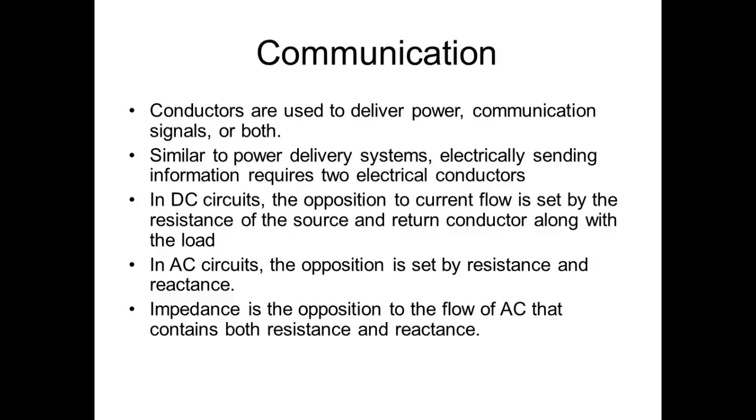In a DC circuit, the opposition to the current flow is set by the resistance of the source and the return conductor. In AC, which is what signals are, right? You understand that? Then it's set by the resistance and the reactance, or the impedance. Impedance is the opposition to the flow of AC that contains both resistive and reactive devices. But we always have that in cables, because cables always have resistance, right? You understand that? So all we're doing is adding the reactive component.